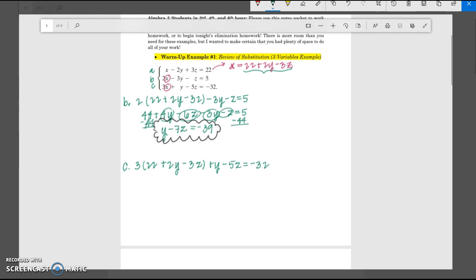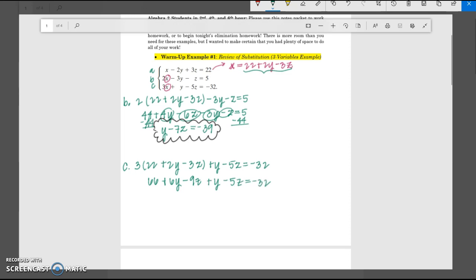So once again, I want to distribute and combine like terms. 3 times 22 is going to give me 66. 3 times 2y is going to give me plus 6y. 3 times negative 3z gives me negative 9z. Then I have plus y minus 5z is equal to negative 32.